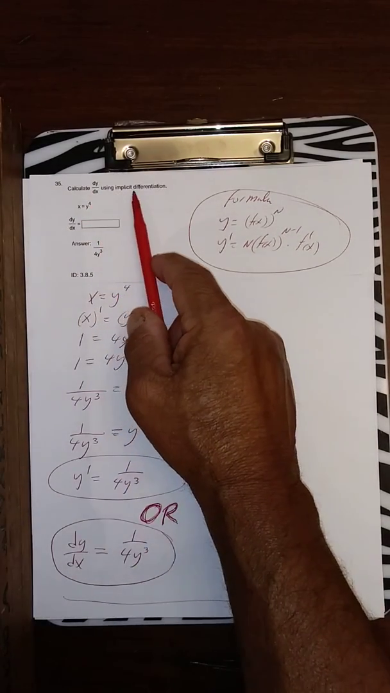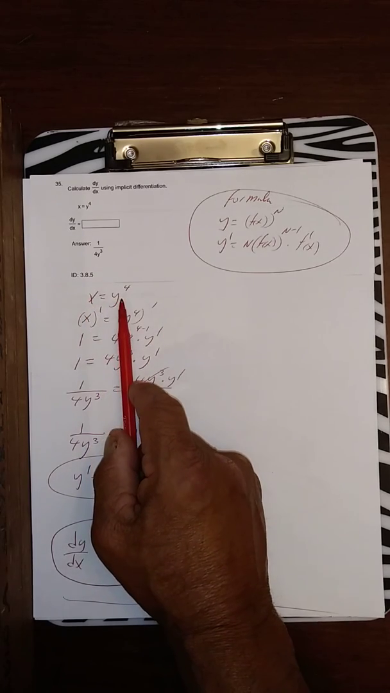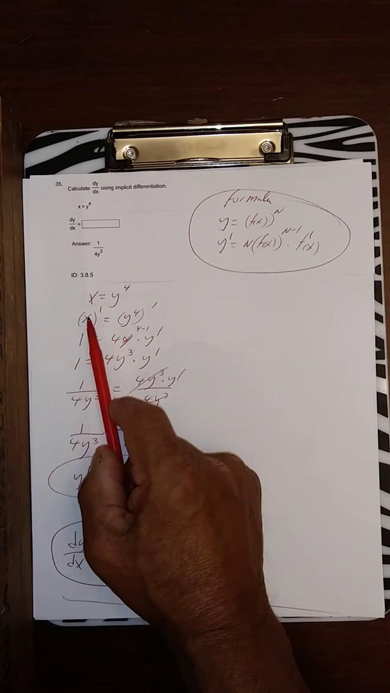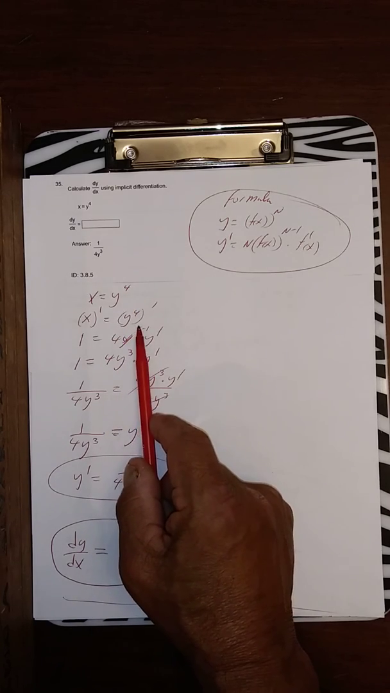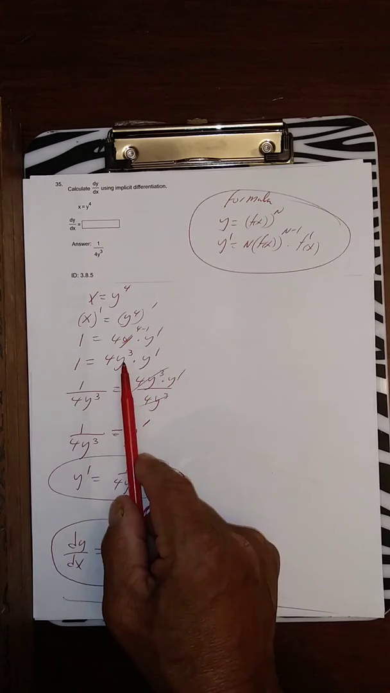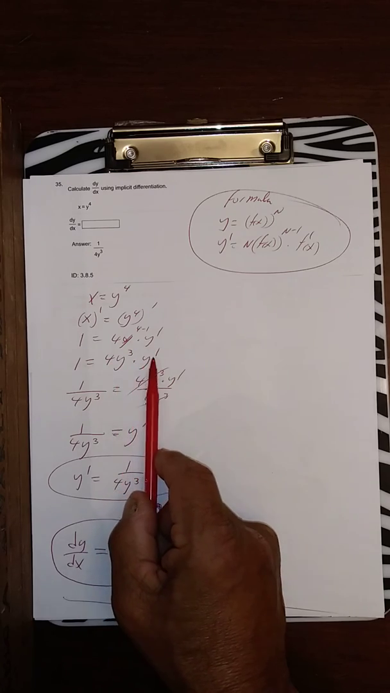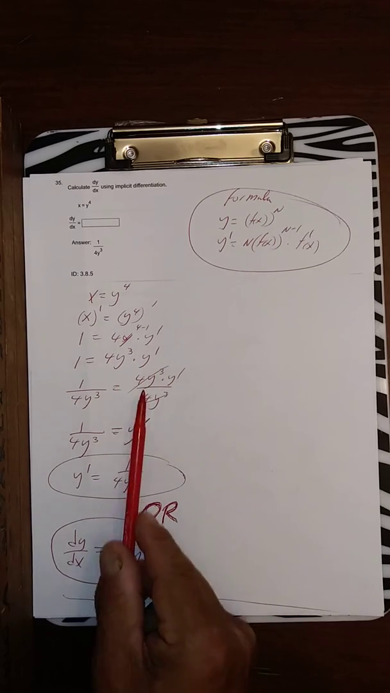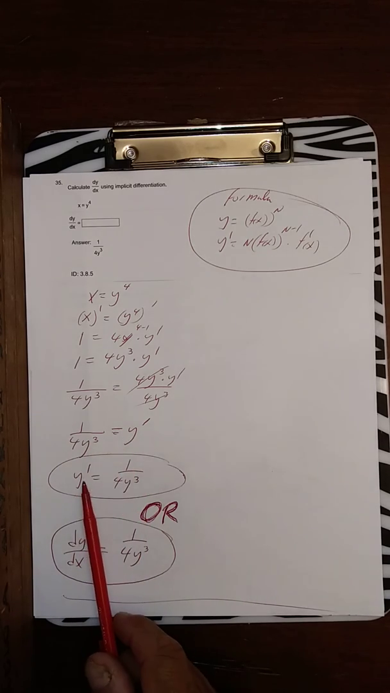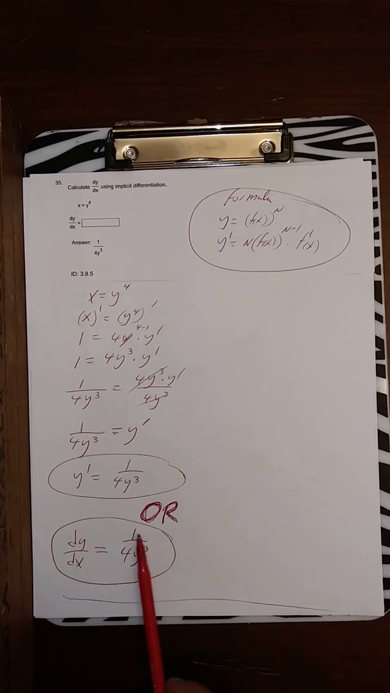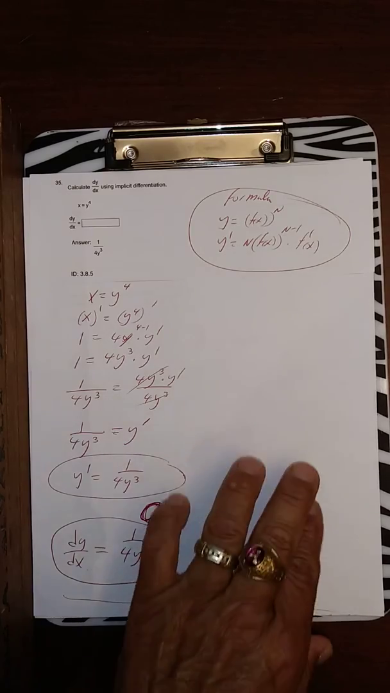dy/dx is implicit differentiation. Alright, so here's x, here's y to the 4th. The derivative of x is 1. This is going to be 4y to the 4 minus 1 times y prime, 4y cubed times y prime. Divided by 4y cubed, 4y cubed. So now we have this over this equals y prime. So y prime is this, or dy/dx equals 1 over 4y cubed.